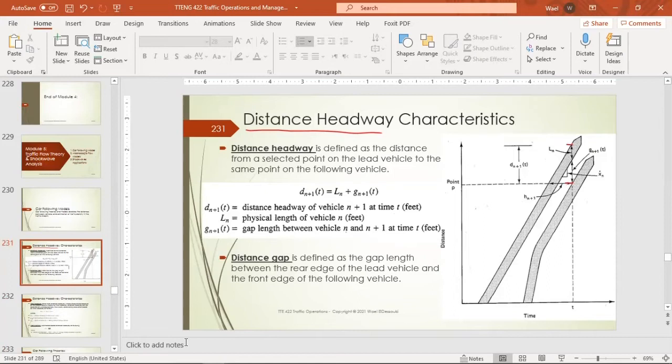That means the distance headway for vehicle n+1, the following vehicle, equals the length of the front vehicle plus the gap length between the two vehicles, as you can see here in this figure. So that's g, and that's the length of the leading vehicle. The distance gap is defined as the gap length between the rear edge of the lead vehicle and the front edge of the following vehicle. Okay.